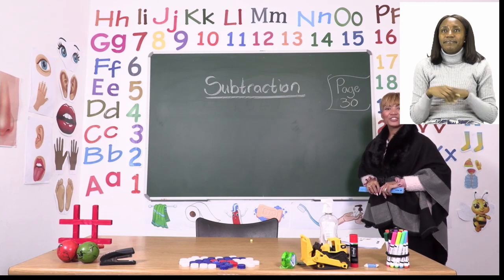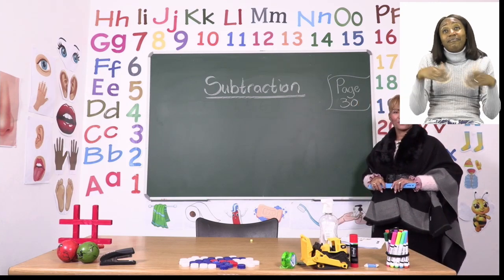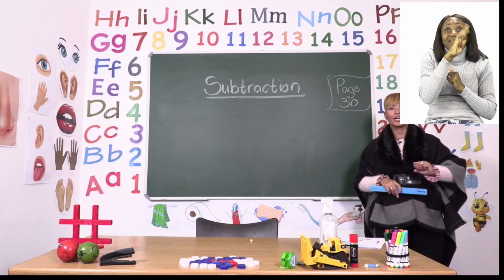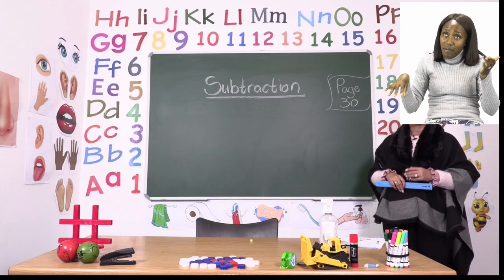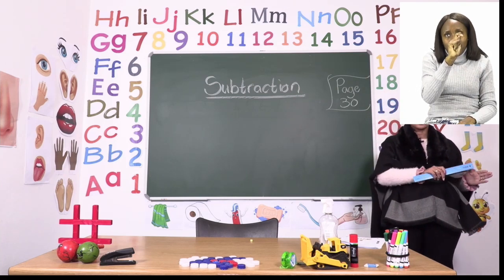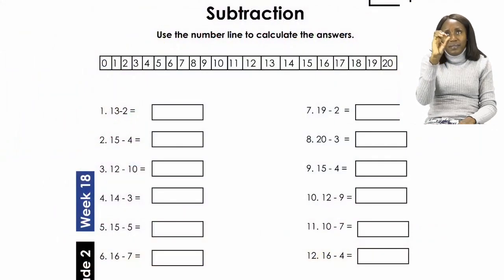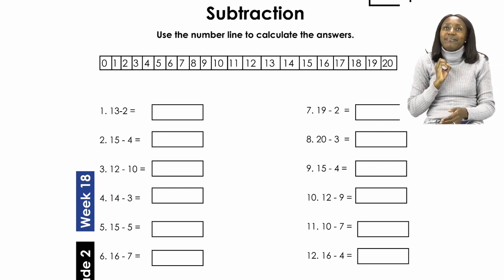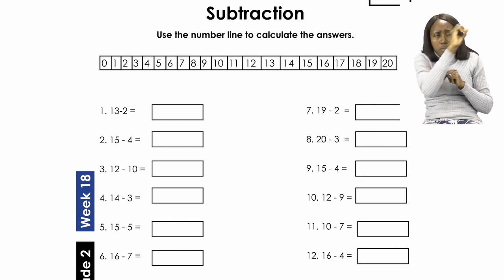Up next, grade 2s, we are going to do subtraction. Okay, so by now we know already that subtraction means you take away or you deduct. Right. Subtraction can also mean we count backwards. Okay, I want us to quickly go to our booklets, go to page 30. So on page 30, it says use the number line to calculate the answers.